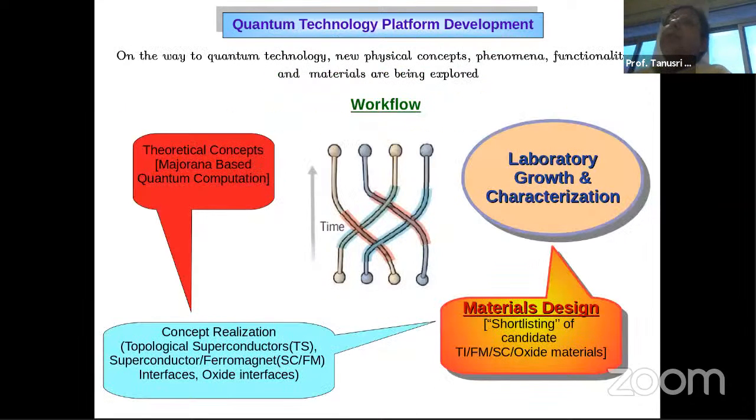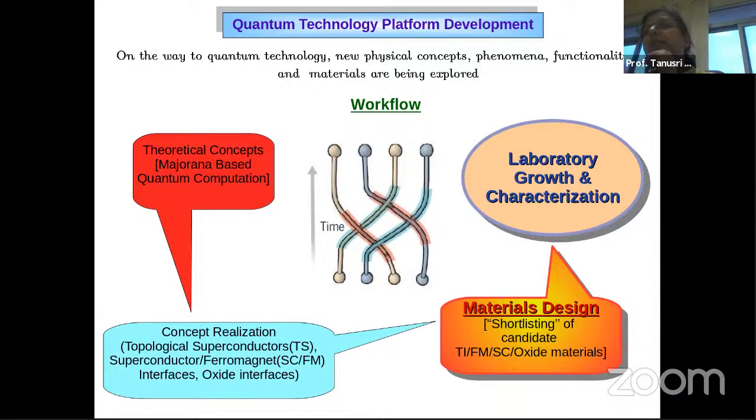So then on the way to the development of the quantum technology platform, new physical concepts, phenomena, functionalities, and materials are being explored. So the workflow is the following. I have a theoretical concept. Let's take the example of Majorana-based quantum computation. And the concept realization depends on having systems like topological superconductors, superconductor-ferromagnetic interfaces, oxide interfaces.